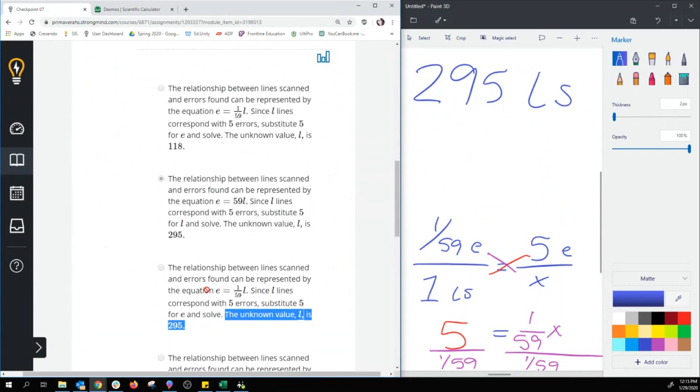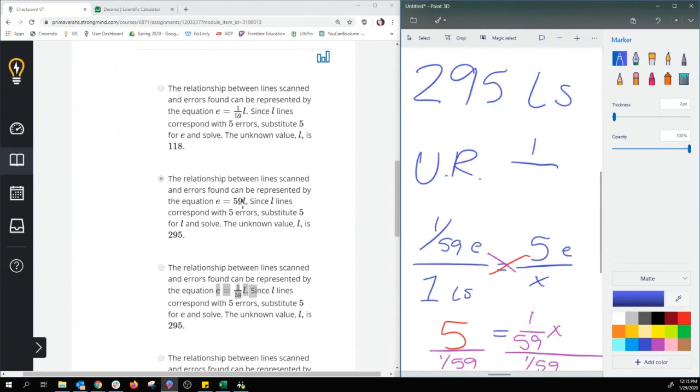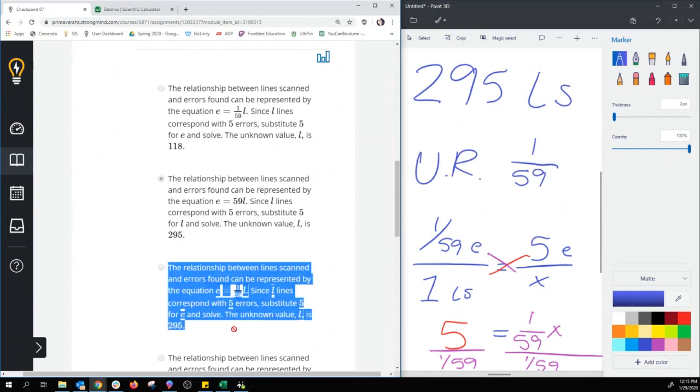However, if you look at the equations, this equation here says E is equal to 1 over 59L. And this top one says E equals 59L. Our unit rate for this problem was 1 over 59, which means that I want to pick this one for two reasons. One, because my unit rate is in my equation, and because the number of errors for L is 295.